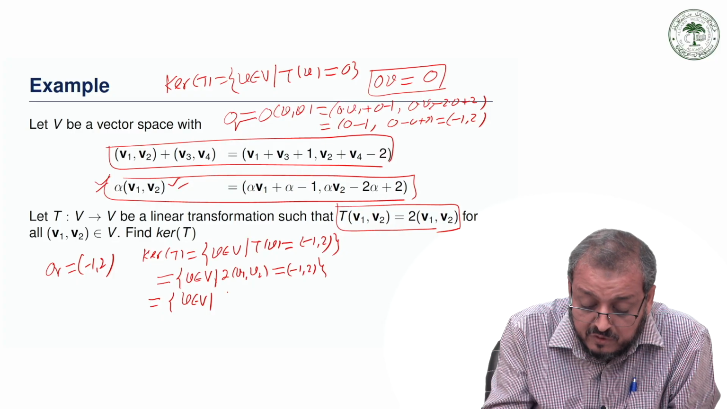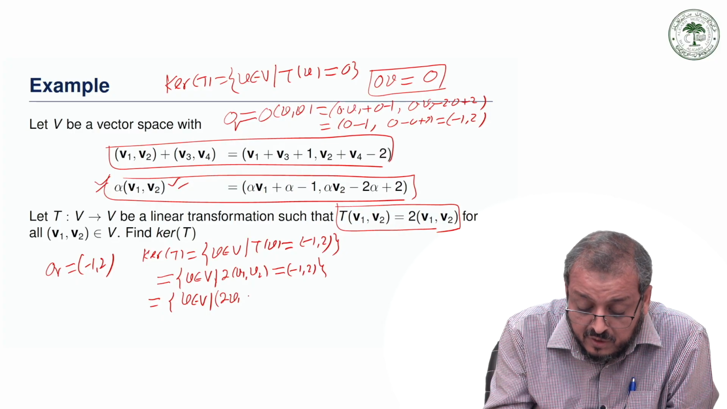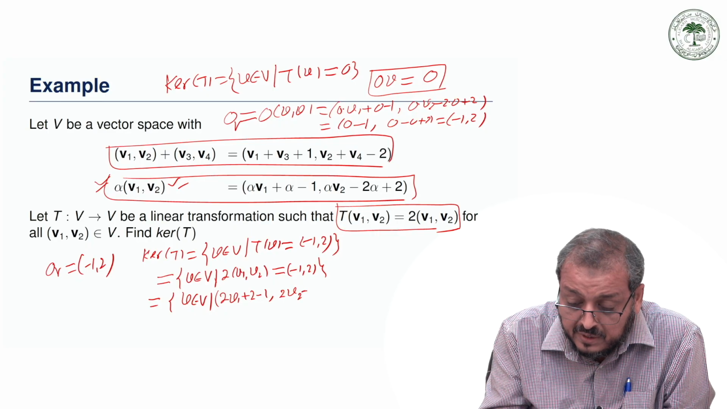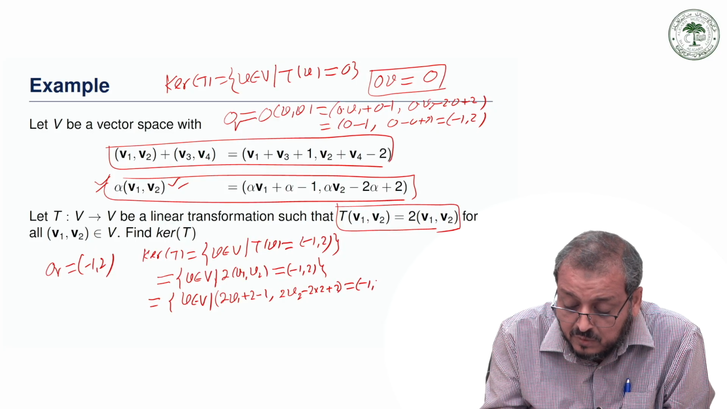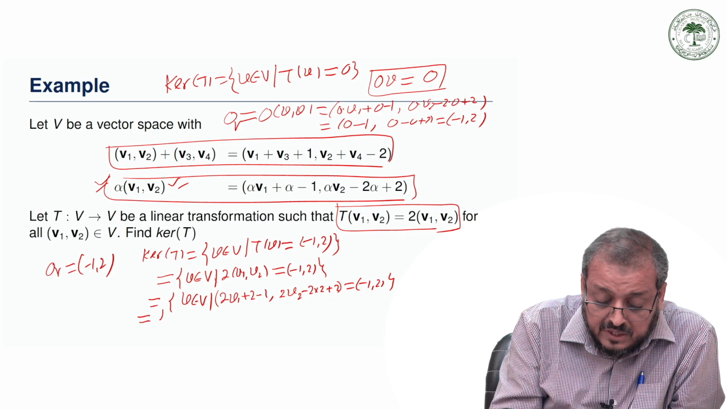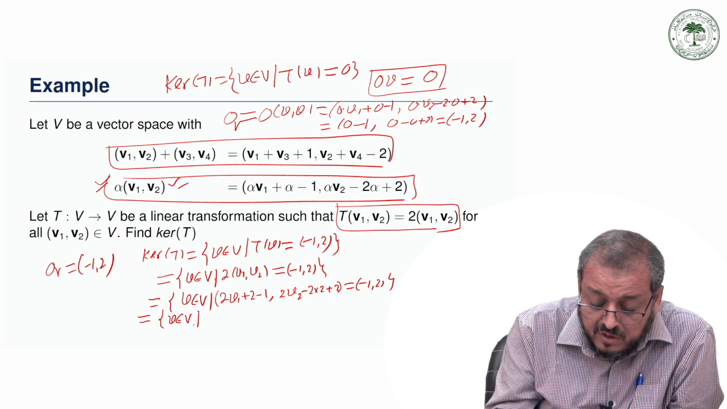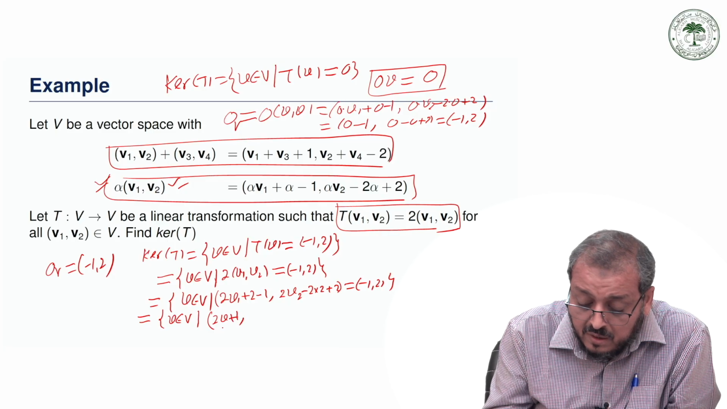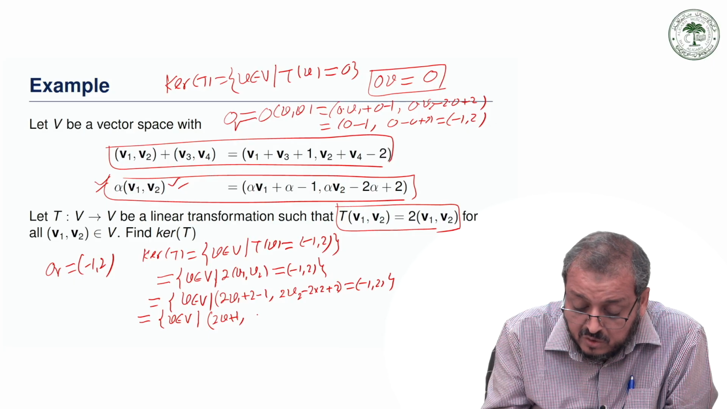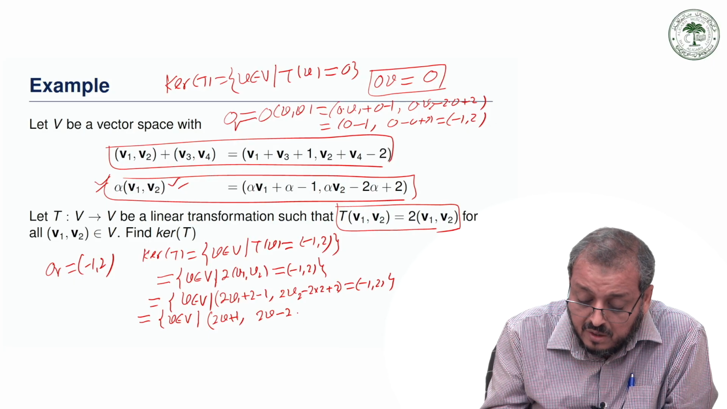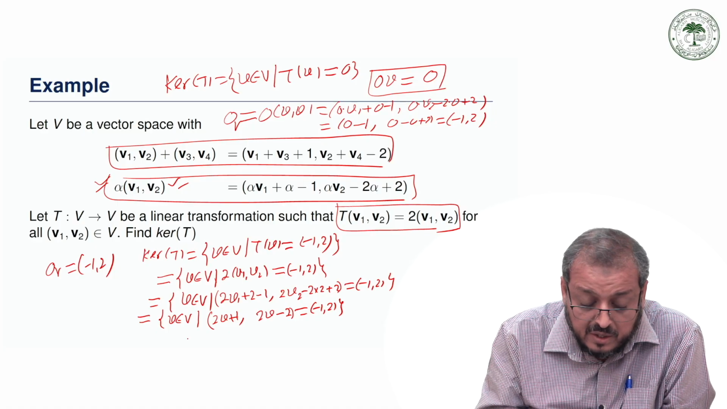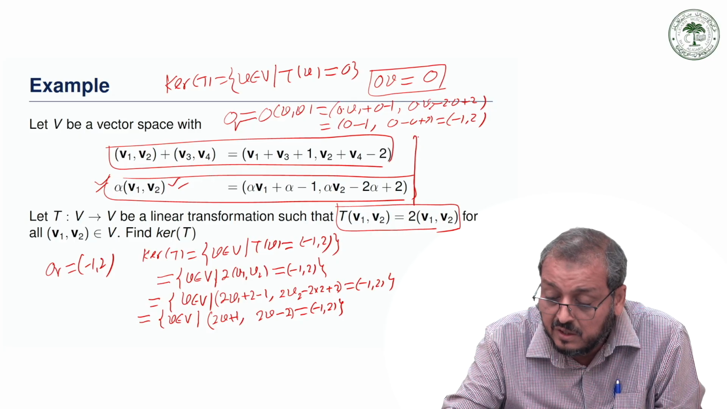So we can write 2 times V1 plus 2 minus 1, and then 2 times V2 minus 2 into 2 plus 2, and then we have (-1, 2). Now this can be written as V, an element of V, and simplifying this we have 2V plus 1, and then 2V minus 2, and this is equal to (-1, 2). Now we have to solve this system of equations.